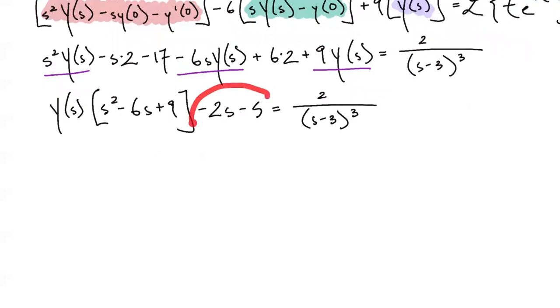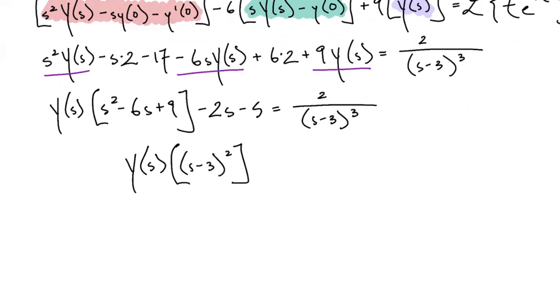Now I'm going to add the 2s and the 5 to the other side. And at the same time, I'm going to factor s squared minus 6s plus 9. Okay, so I'm going to get Y of s times s minus 3 squared equals 2s plus 5 plus 2 over s minus 3 cubed.